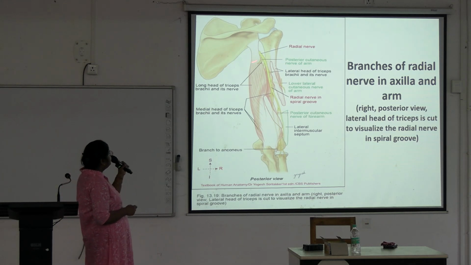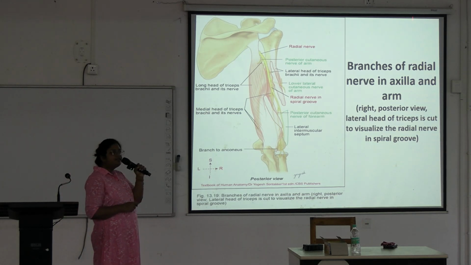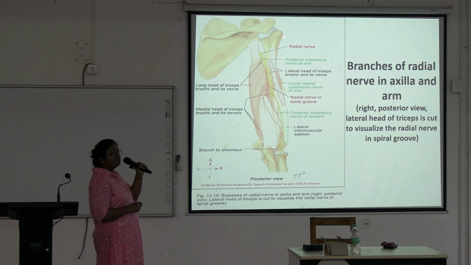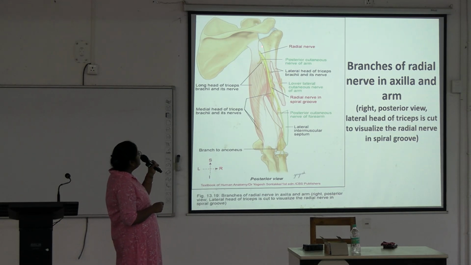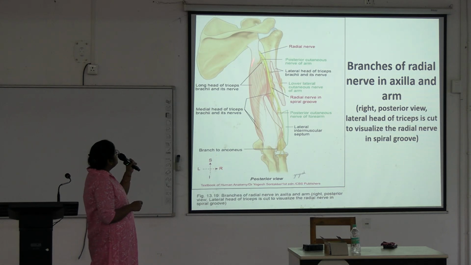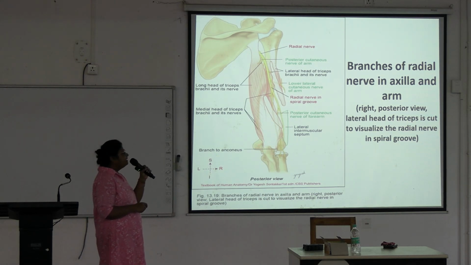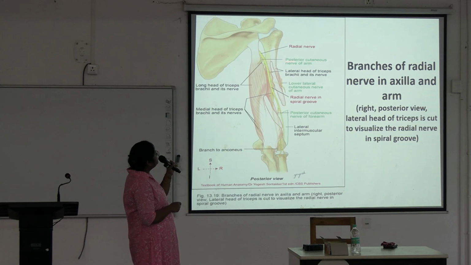See here it is arising in the axilla from the posterior cord of brachial plexus. Before entering, this is spiral groove on the posterior aspect of the humerus. Before entering into spiral groove, it is giving branches to long head. This is long head, and here is the branch to the medial head of the triceps. And another cutaneous nerve, posterior cutaneous nerve of the arm.